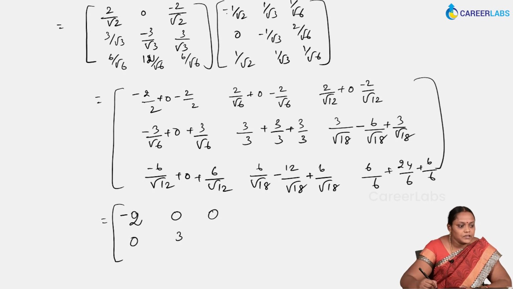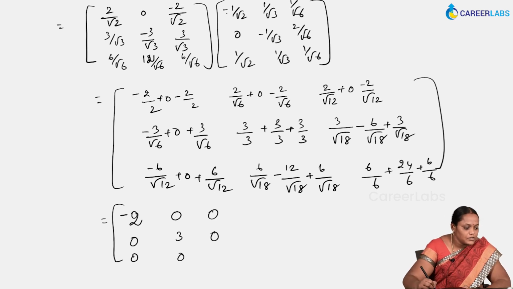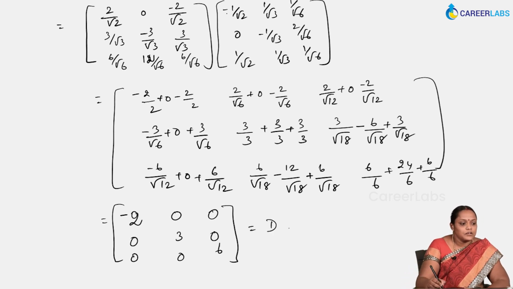So this will be 3, and here this is 3 by root 18, 6 by root 18 minus 6 by root 18, that is also 0. When you come to this term, this is 0, this is 0, this is nothing but 24. So 6 one time, this will give you 1 time, and this is going to give you 4 times, and this is going to give you 1 time. 4 plus 1 plus 1, so the value is 6. So this is nothing but D. So all the diagonal elements are nothing but the eigenvalues.